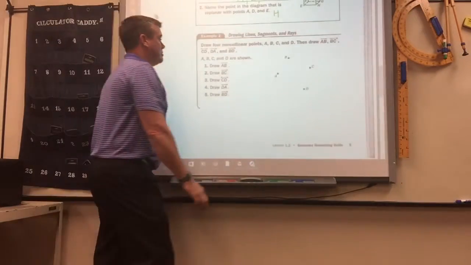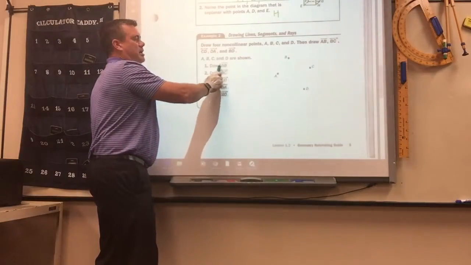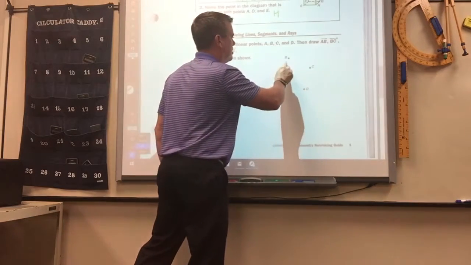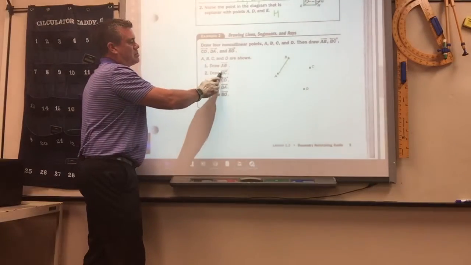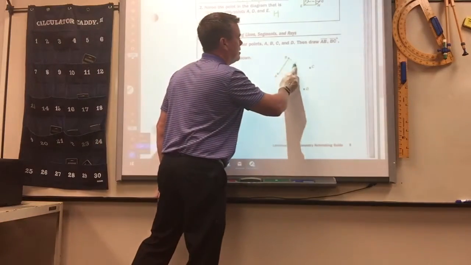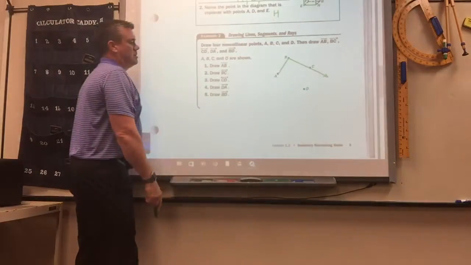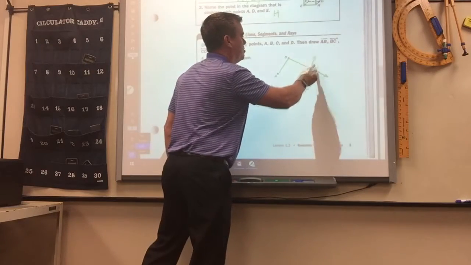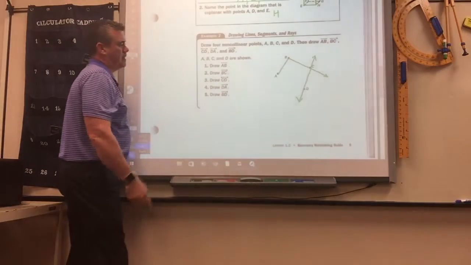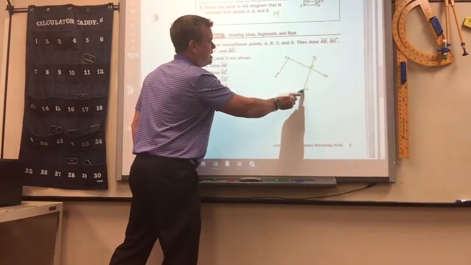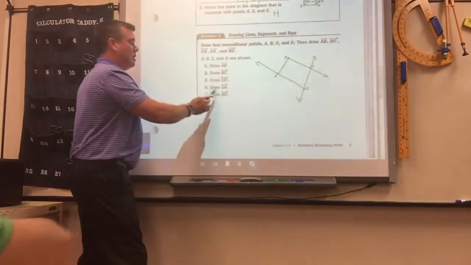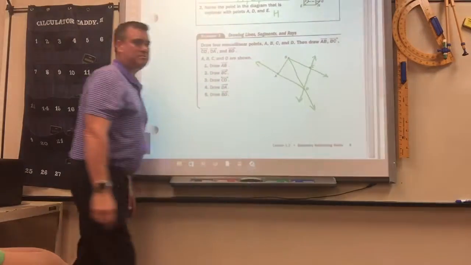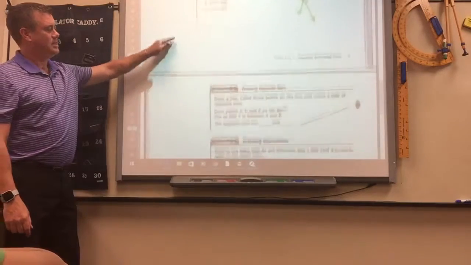Okay, drawing. Draw segment AB. Now you remember what that means? Line segment: start at A, end at B. Ray BC, start at B and go through C, so then you have to put the arrow. Line CD, which goes all the way through, so make sure you put arrows on each end to show it's a line. Ray DA, start at D, go through A. And ray BD, start at B, go through D. Easy enough?